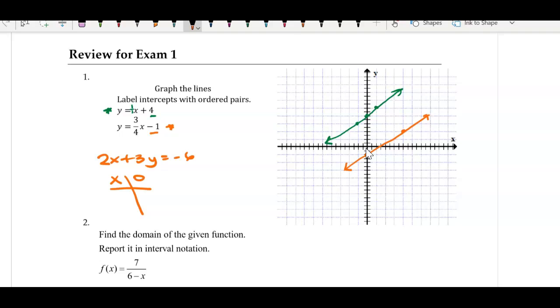So meaning if you let x equal 0, then you solve for y. If you let y equal 0 and solve for x, those will give you your intercepts. So this is your y-intercept, and this would be your x-intercept. So just review all of those different ways that you can graph them.